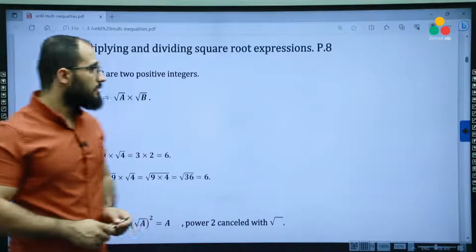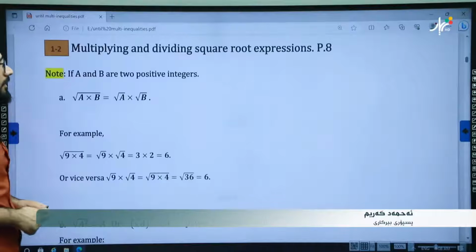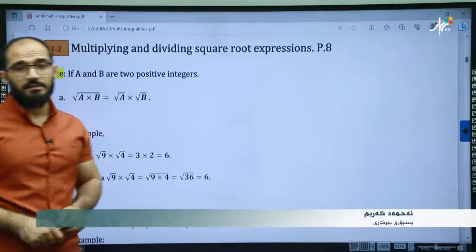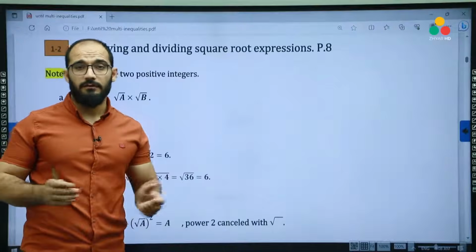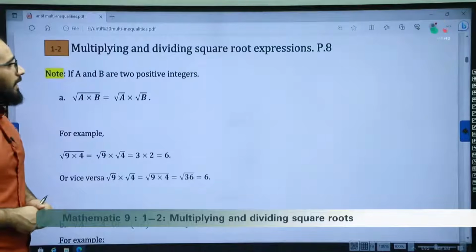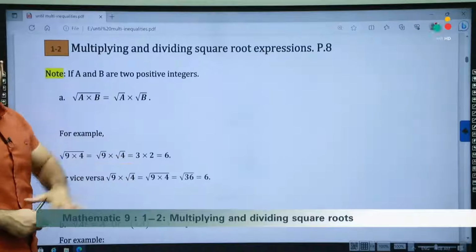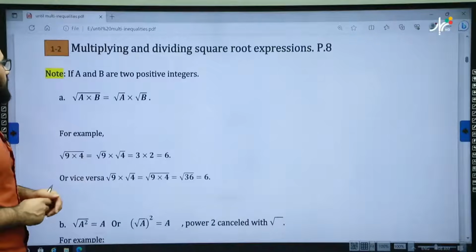Today we have a new subject in chapter 1, section 2. It is multiplying and dividing square root expressions, page 8. In the previous class we explained square roots, and also we explained perfect squares. Today we have multiplying and dividing square root expressions. Before we get into detail, there are some important rules we have to know.